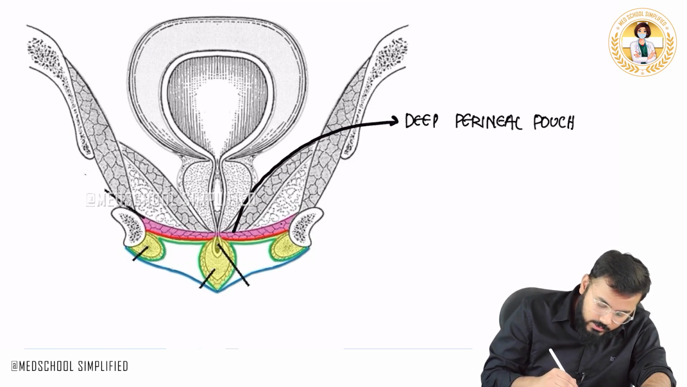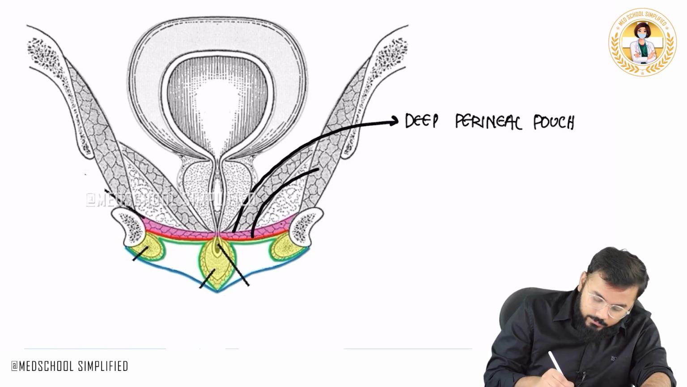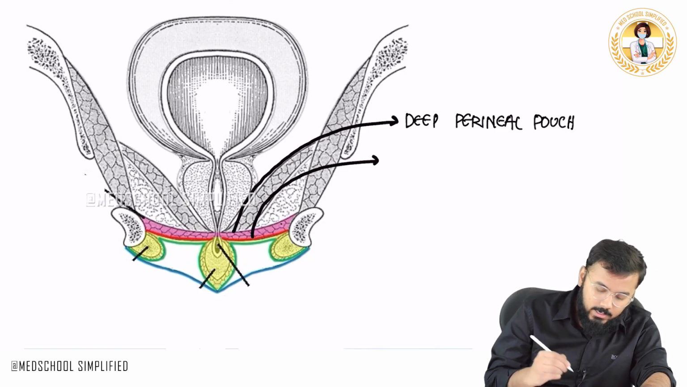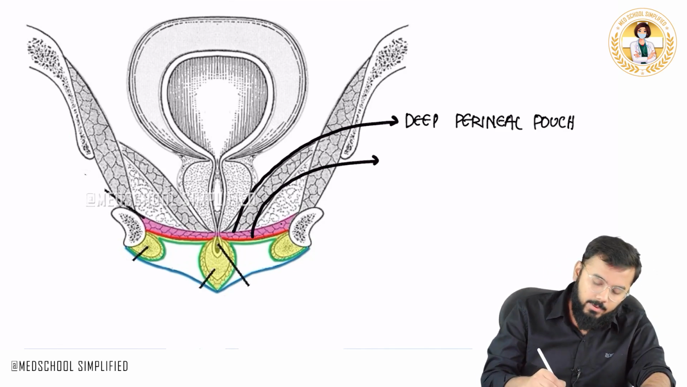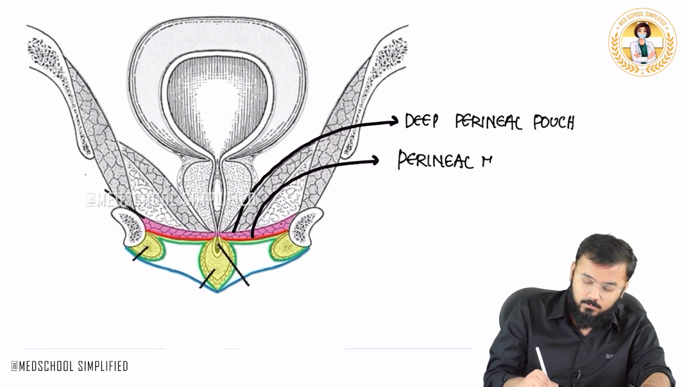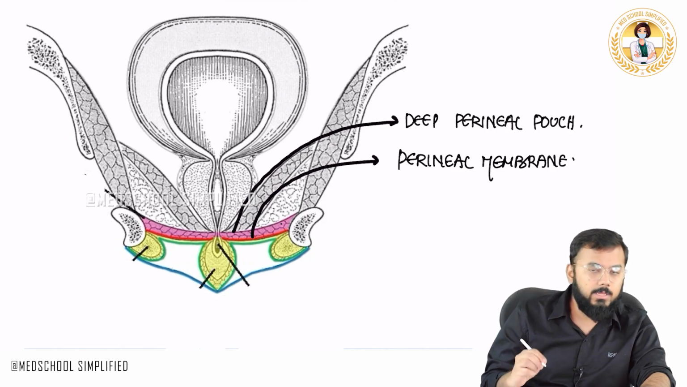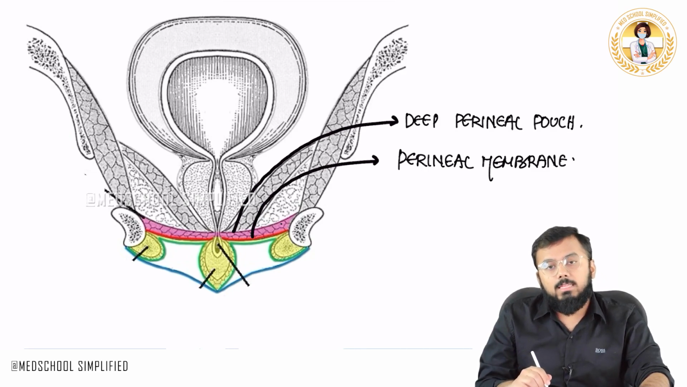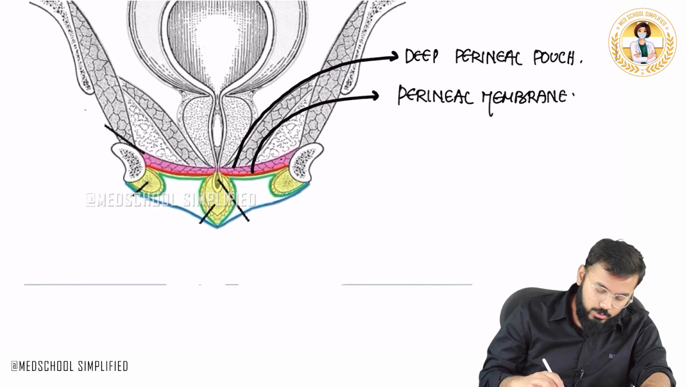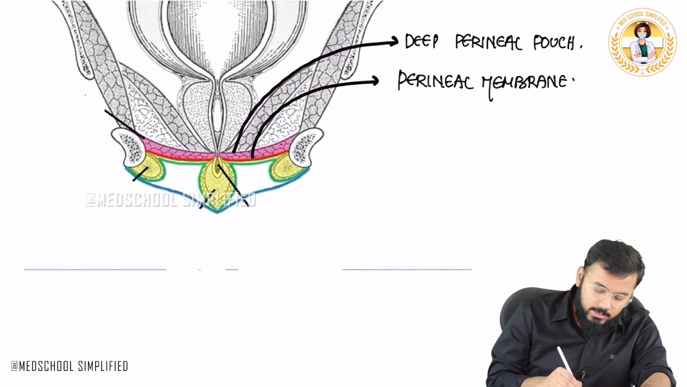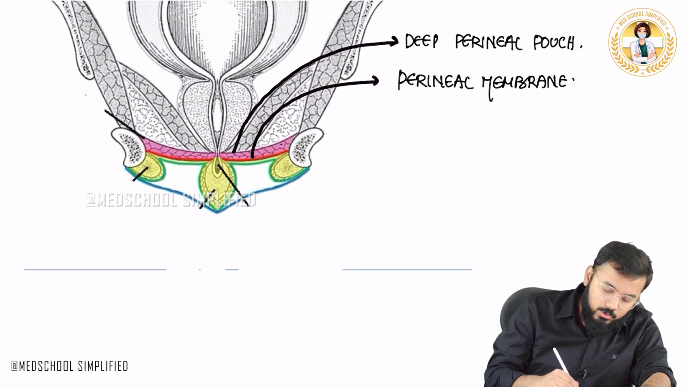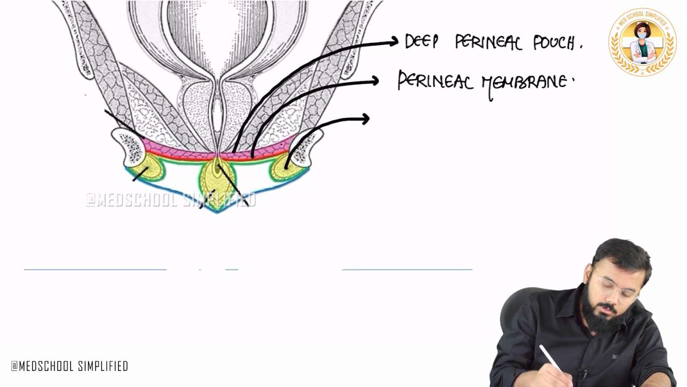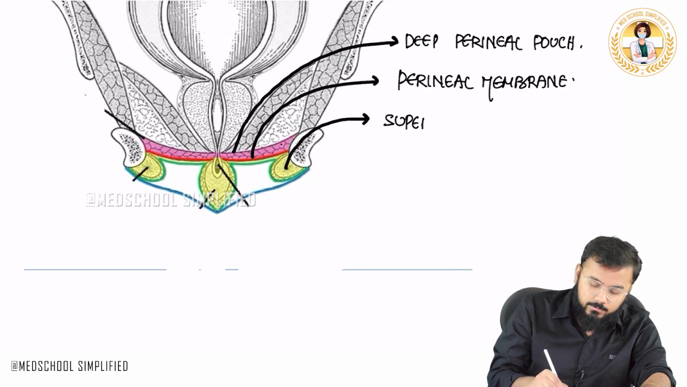Right, after that you see this red color line which you can see, this one over here is called your perineal membrane. After this perineal membrane, you see this yellow color one. This is called the superficial perineal pouch. This yellow structure you can see is called your superficial perineal pouch.